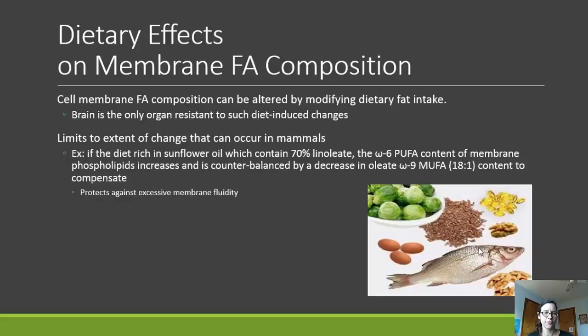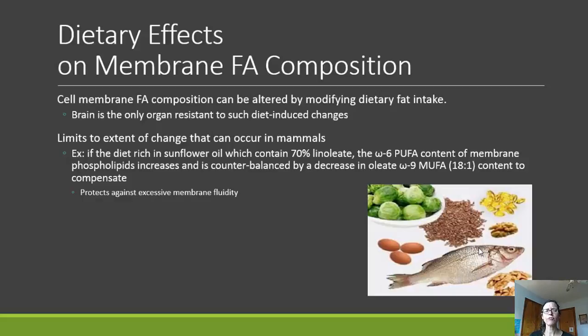Now, we've talked about how dietary intake of the different essential fatty acids can impact membrane composition. And this really occurs through our entire body except for in our brain. Our brain is the only organ that's resistant to these diet-induced changes. And that really makes sense, since it's a very highly regulated organ and has to have very specific and less mobile properties. But we can do this in many of our other tissues: incorporate the fats that we eat into our cell membrane so that it affects membrane function.